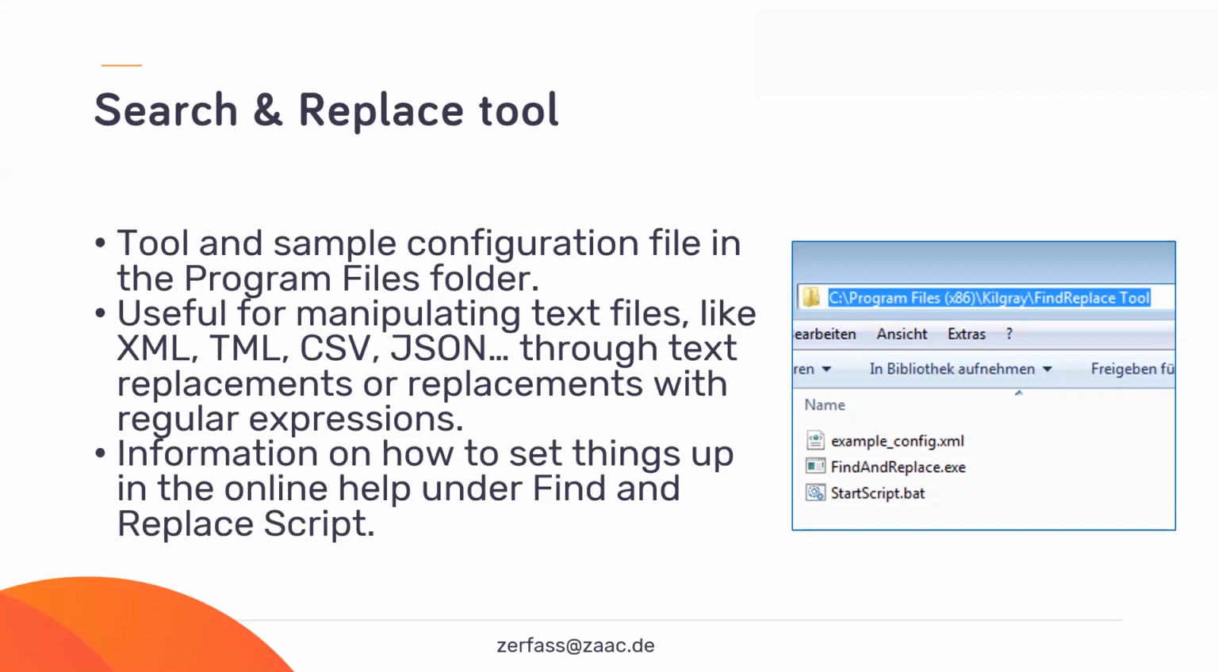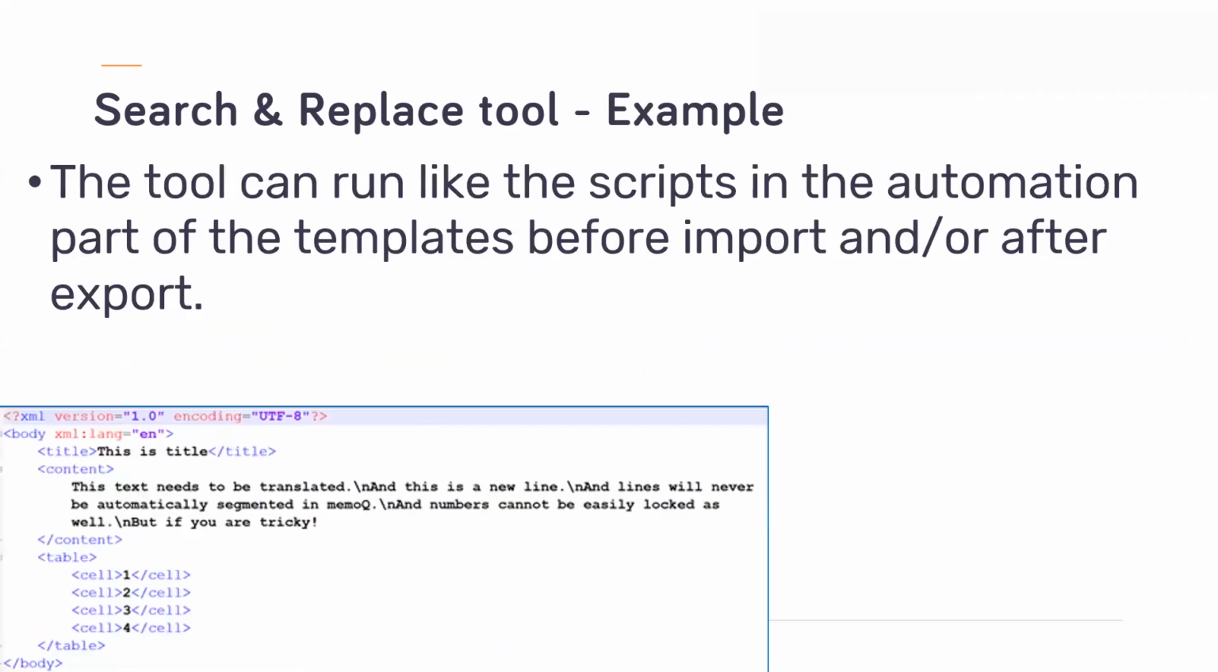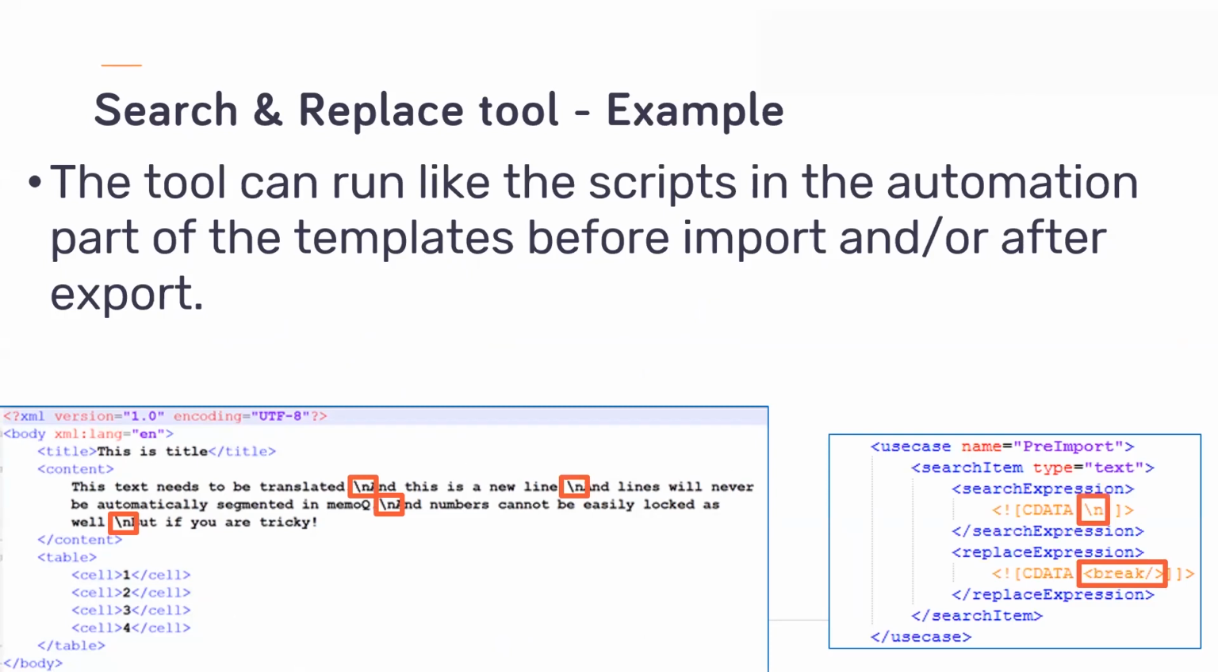So the information on how to set this up is in the online help. It's a pretty good description there, and also examples. Here's the example that they have. I have an XML file. It contains text that has the \n, and at every \n there actually should be a line break. It's hard to set up memoQ to do segmentation here, but with the search and replace tool, I could just replace the \n with a tag that memoQ recognizes as a break, and that would then give a nice segmentation in memoQ. Afterwards, I run the script in the opposite way to get back to the original format.